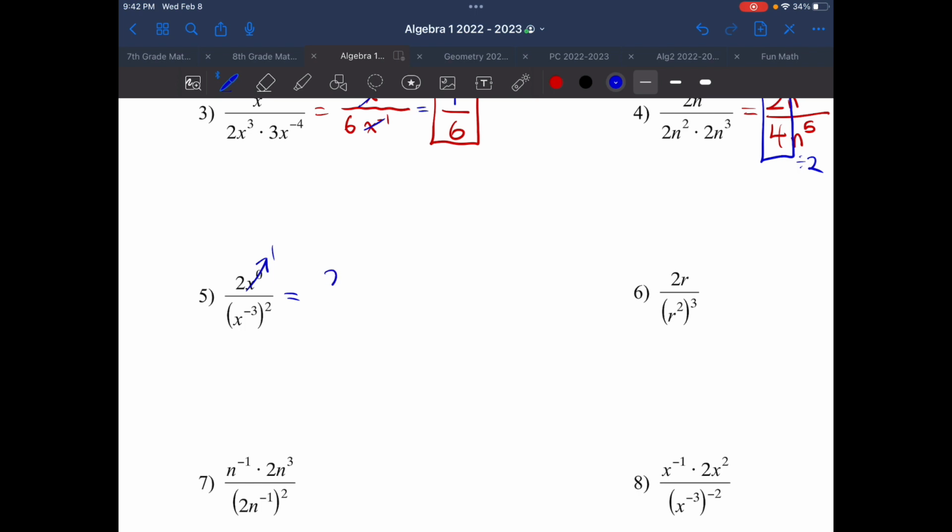So in the top, I just have 2. In the denominator, I'm going to distribute the 2 into this base, and I'm going to have x to the power of negative 3 to the power of 2. Power to a power just means I multiply. Negative 3 times 2 is negative 6, so I'm going to have x to the negative 6. This is basically done. The only problem is I have a negative exponent.